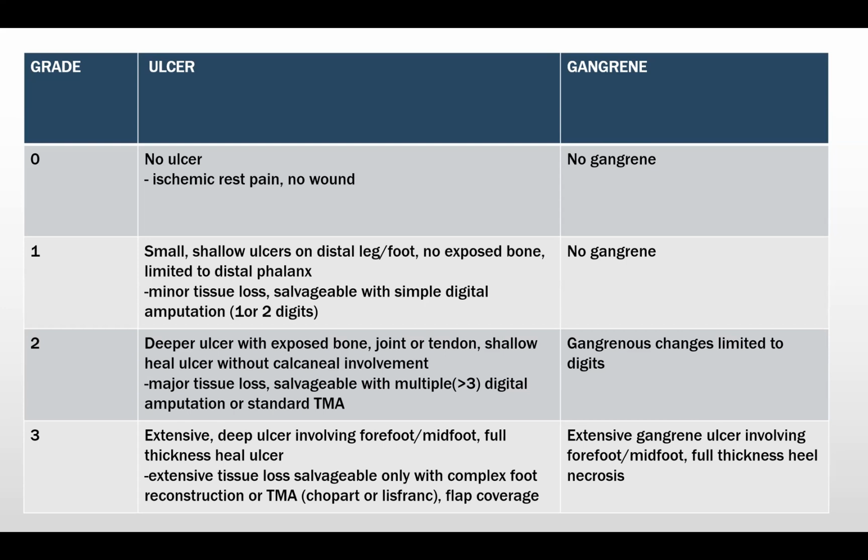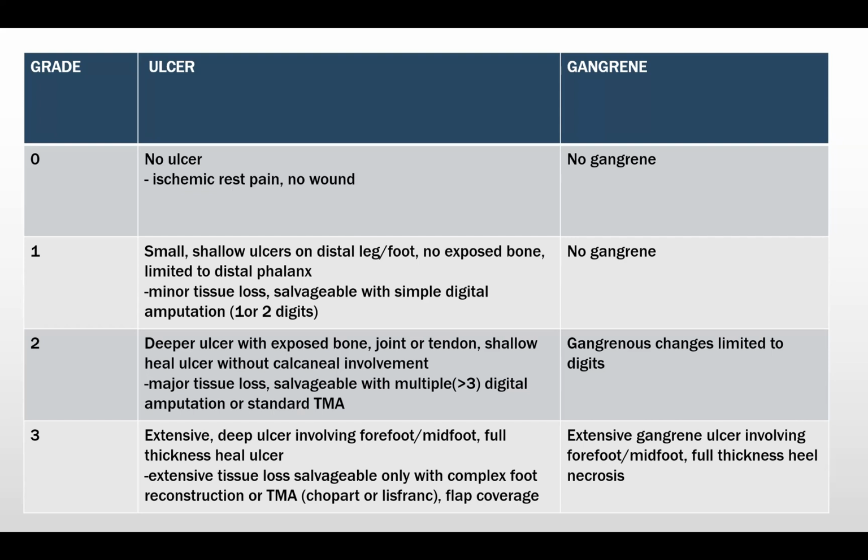In grade 1, there will be small shallow ulcers on the distal leg or foot with no exposed bone, limited to the distal phalanx. Clinically, it can be salvageable with simple distal amputation, and there will be no gangrene. In grade 2, there will be a deeper ulcer with exposed bone, joint or tendon, and a shallow heel ulcer without calcaneal involvement. There will be major tissue loss, and it can be salvageable with multiple distal amputations.